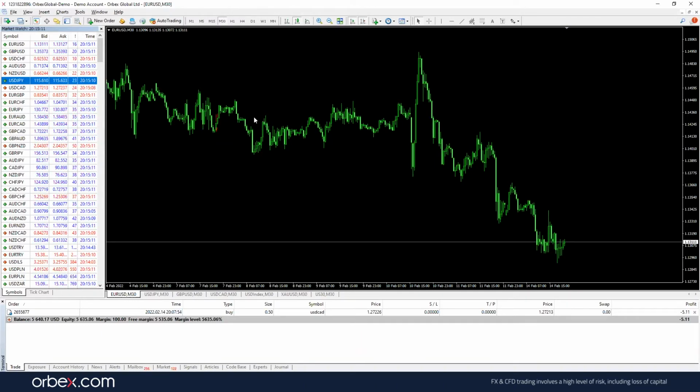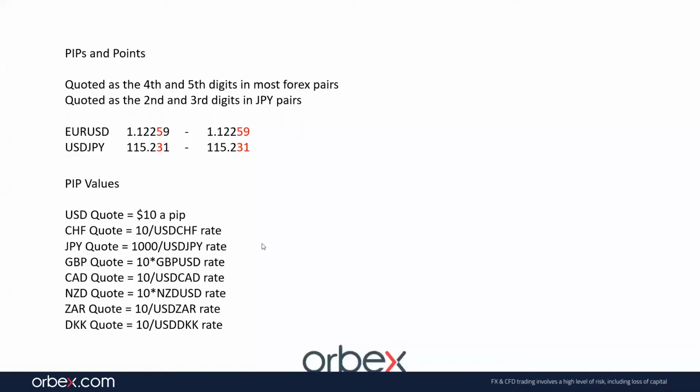And if we just take a look at the pip values as well. This is how we calculate for the major currencies and even the minor currencies as well. So the dollar quote currency: if the Forex pair you're trading ends in dollar, then it's a standard $10 a pip move. So this is for euro dollar, British pound dollar, and Australian Aussie versus American dollar.